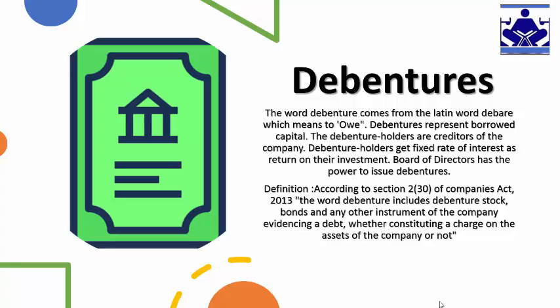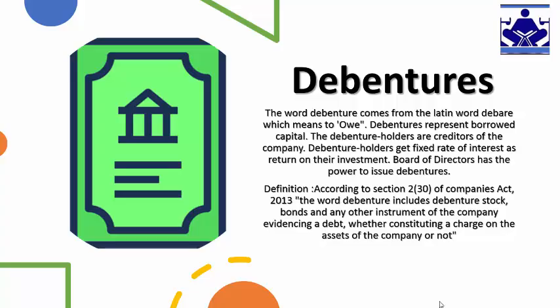They don't have any right to participate in the management of the company. Debenture holders get a fixed rate of interest as return on their investment, which is decided at the time of issue of debentures. The board of directors of the company has the authority to issue debentures.